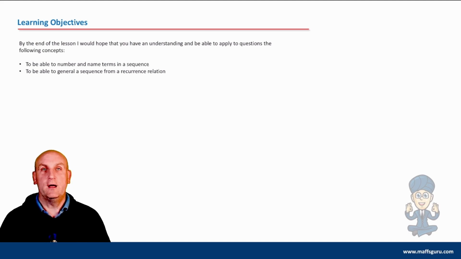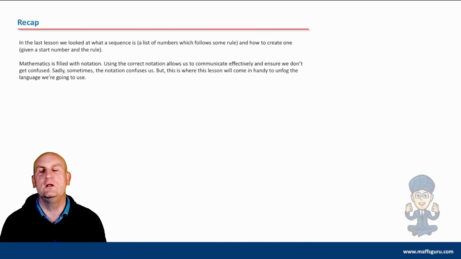Now what I'm going to do, I always start with the learning objectives: to be able to number and name terms in a sequence, so we're building on the lesson we had previously, and to be able to generate a sequence from a recurrence relation. And recurrence relations become really big in this course, and particularly in year 12.